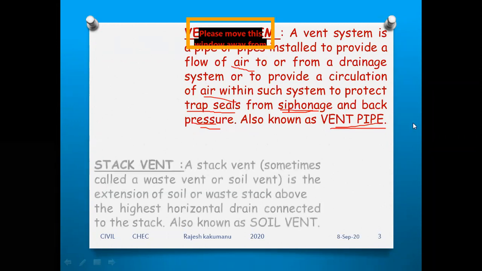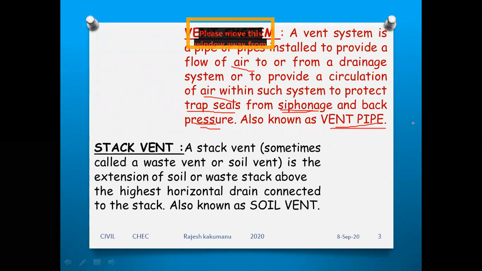Next definition. Stack vent. The stack vent is sometimes called a soil vent. Like the soil pipe, the soil vent is the extension of a soil or waste stack above the highest horizontal drain connected to the stack, also known as soil vent.